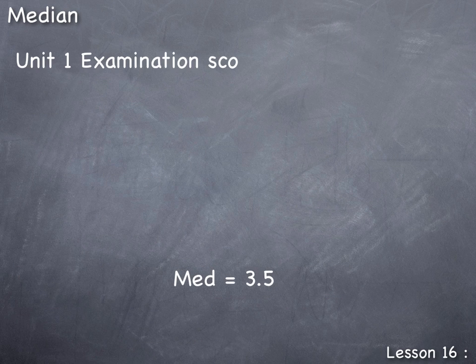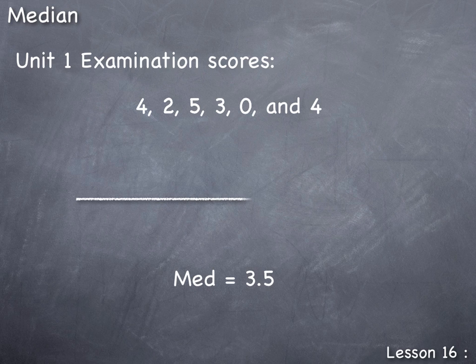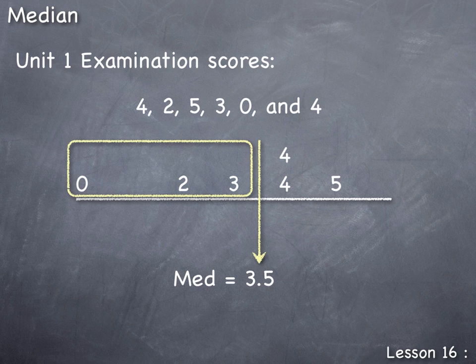To illustrate this, we could take the student's Unit 1 examination scores and display them on a number line. The median of 3.5 is the center divider of all these data values. The median splits the data in such a way that half the data values are less than the median and half the data values are greater than the median. In this case, this student had 3 out of their 6 scores, or 50%, less than a 3.5. The other 3 out of the 6 scores, or 50% of the scores on this test, were greater than 3.5.